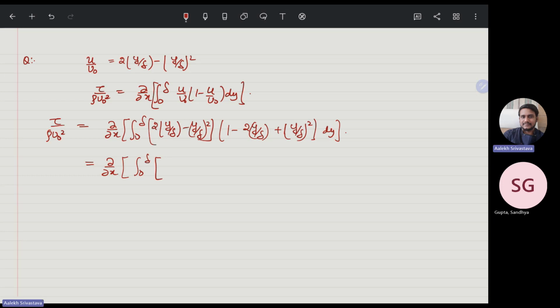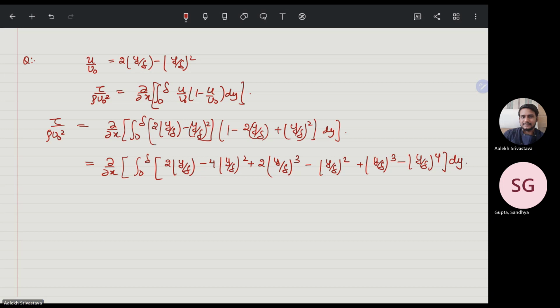If you just open everything, you will get 2 times y by delta minus 4 times y by delta whole square plus 2 times y by delta whole cube minus y by delta whole square, just multiplying both the things, plus y by delta whole cube minus y by delta raised to the power 4, dy. So you have y by delta, this is y by delta square, this is y by delta cube. So we will try to sum up these things.